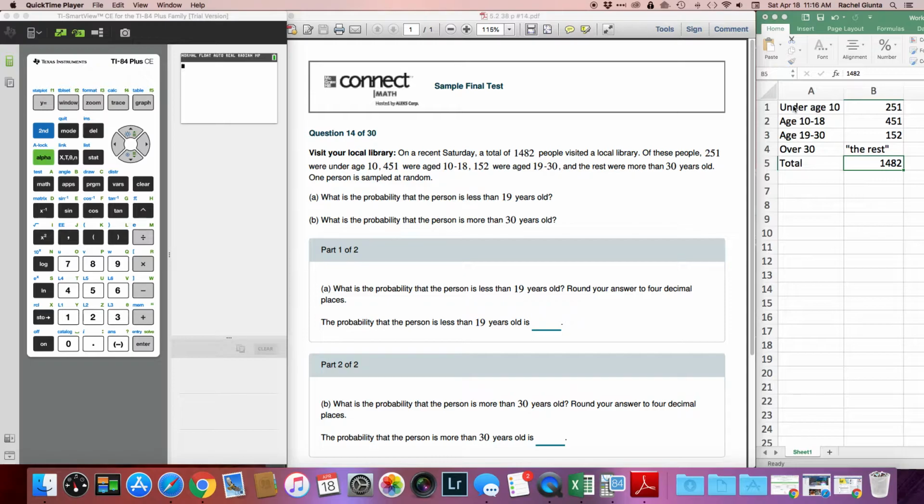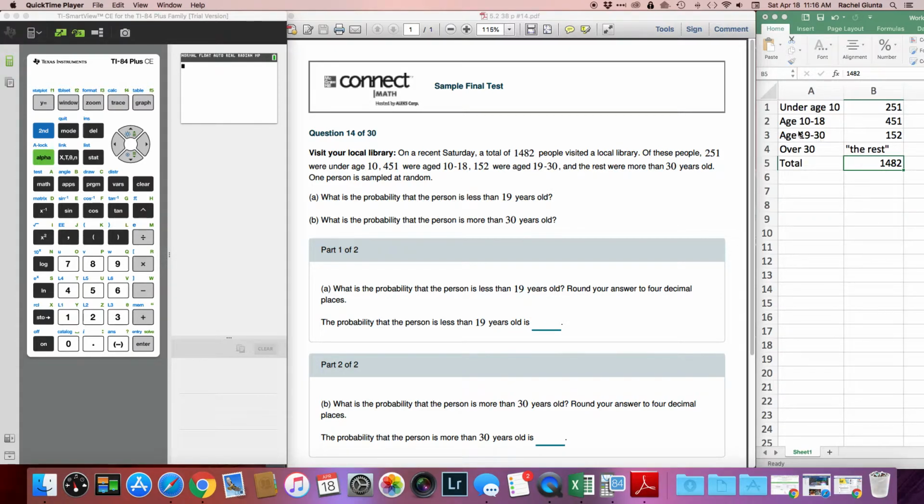Under age 10, we have 251 people. 451 were 10 to 18. I've got that here. 152 were 19 to 30, and then the rest were more than 30. And then up at the top, it tells us that the total was 1,482 people.